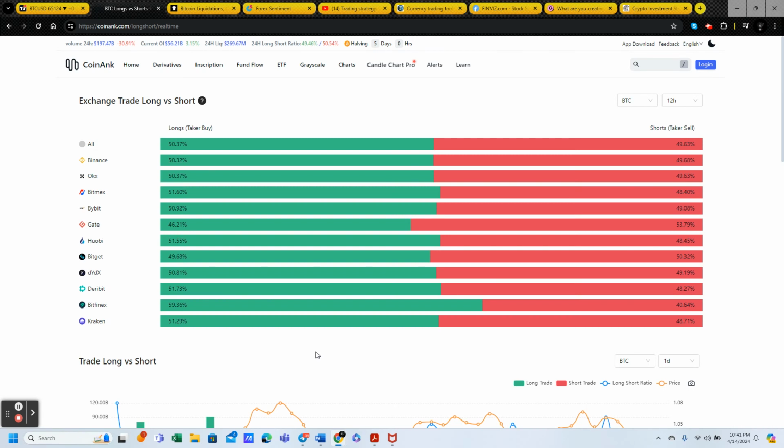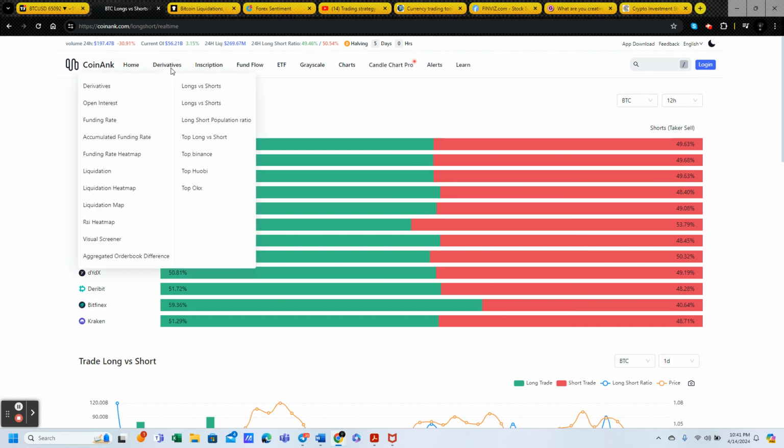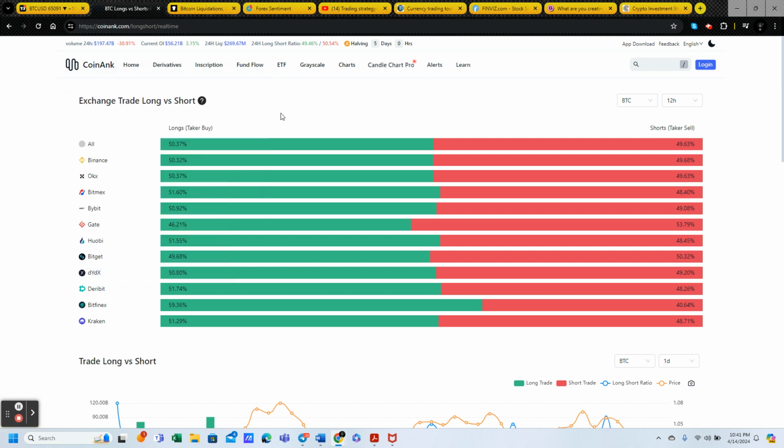Hey, I'm on CoinAnk and I have selected derivatives and I'm on the long and shorts. All right. And so in real time, over here, we can go down to the 5 minute chart and we can see how orders are being executed. So you got the taker sell and you got the taker buy. So we see the percentage that's going on.